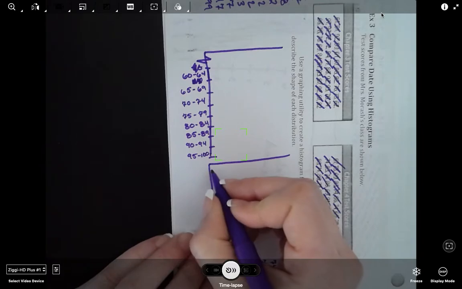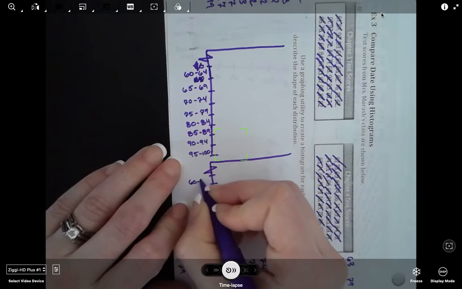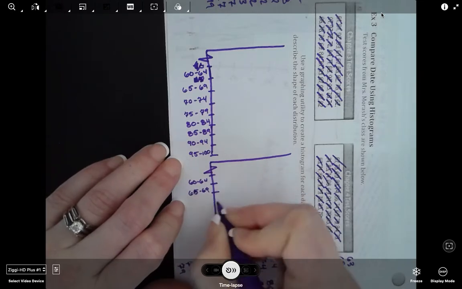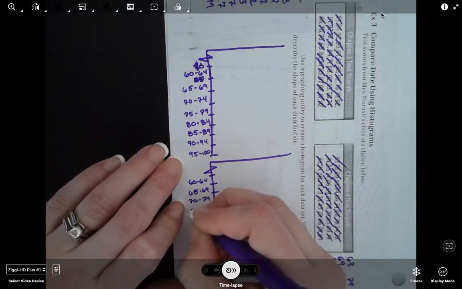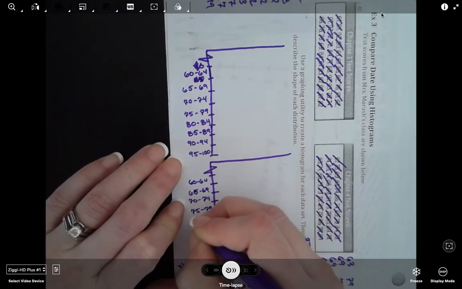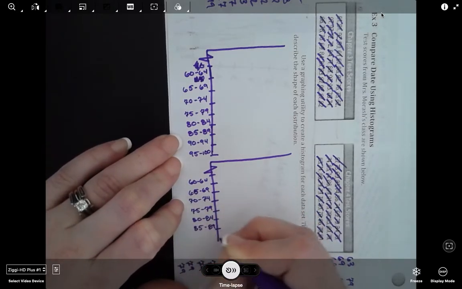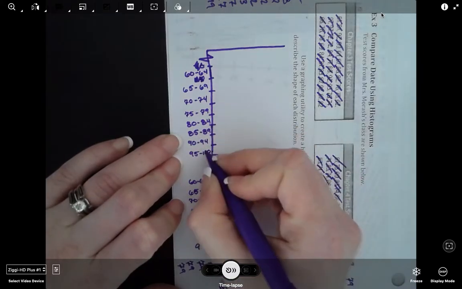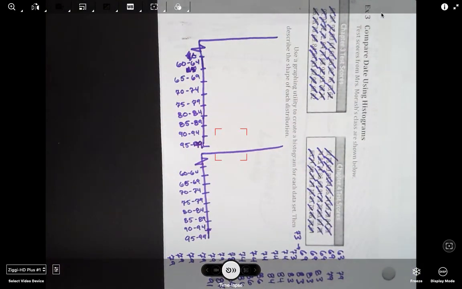Okay, and I'm going to do the same thing for this one. Here's my broken graph. 60 to 64. 65 to 69. 70 to 74. 75 to 79. 80 to 84, 85 to 89, 90 to 94, 95 to 99. Wait, yeah, this should be a 99 here, not 100. 99. Did I do all that right? Maybe? Okay.